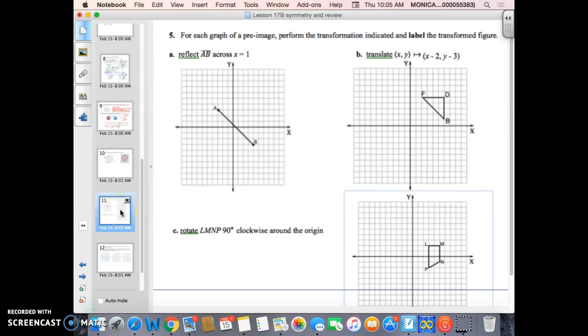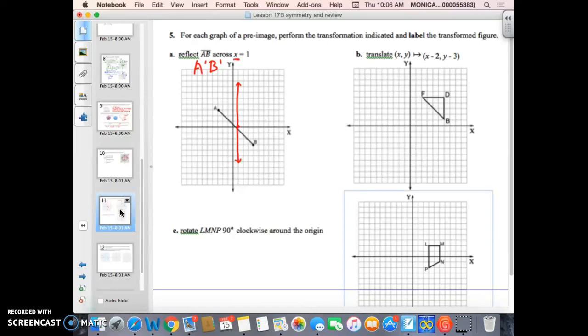All right. For number 5, it says, for each graph of a pre-image, perform the transformation indicated and label the transformed figure. So if I'm going to label the transformed figure, in this case, I'm going to do A prime, B prime is what I'm graphing. And it says across x equals 1. So again, I'm going to have to draw my line of reflection because it's not drawn for me yet. I'm going to go to x equals 1, that's here. And I have to draw a vertical line because if I draw a horizontal line, I end up on the x-axis, and that's not where I want to be.